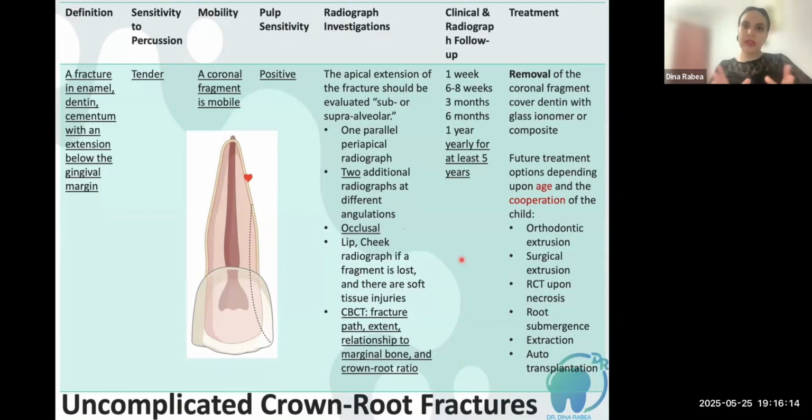We can see this through clinical signs and symptoms, as mentioned before, like fistula, abscesses, pain on percussion, persistent pain on percussion, and so on. We might want to extract very short roots, as I mentioned earlier. And autotransplantation, this is a very high-end treatment for these kinds of teeth.